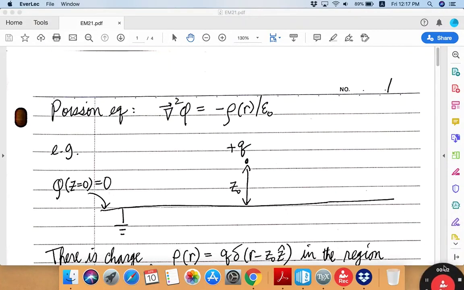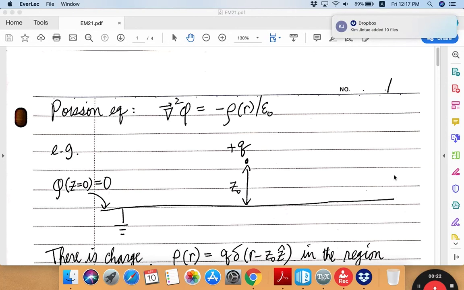Hello. We wrapped up our lecture on the Laplace equation last time. So from today, I'm going to begin the discussion on the Poisson equation and how to solve such an equation.